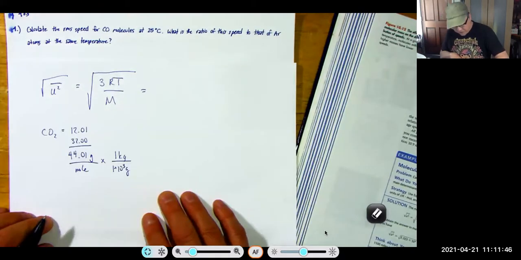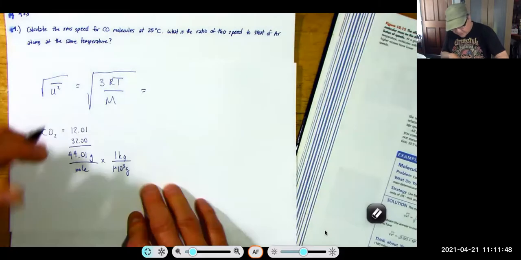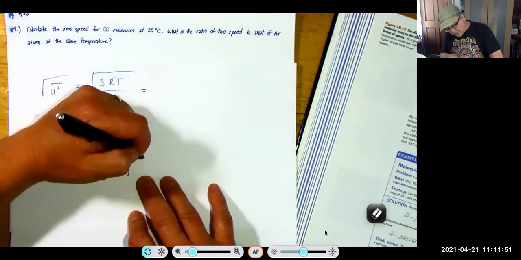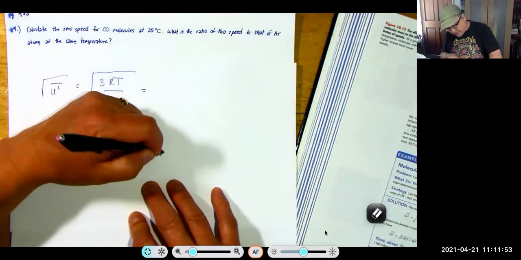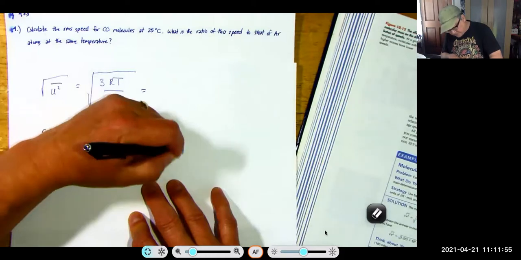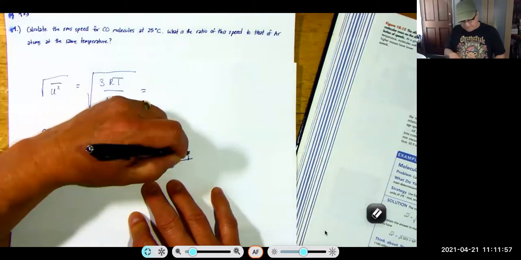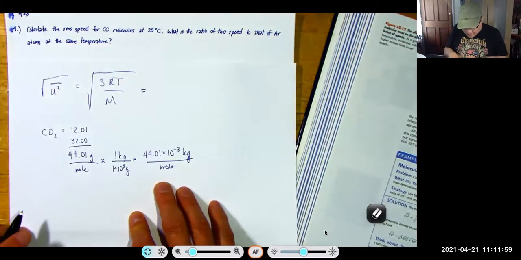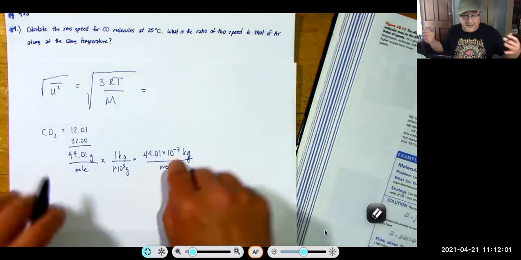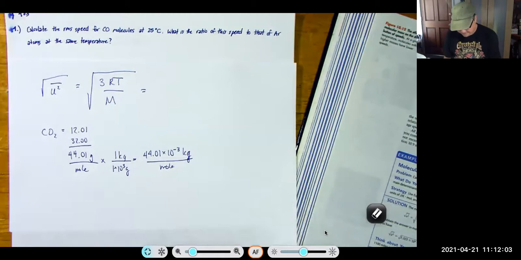Okay. So the way they do this in the book, they just say 44.01 times 10 to the minus 3 kilograms per mole. So they take that and put it in the numerator and leave it as 3, but negative 3. Are you with me there? Yeah. Okay, so now we can plug our numbers in.